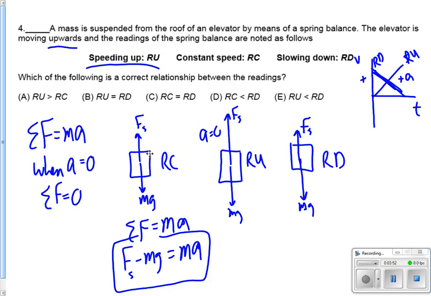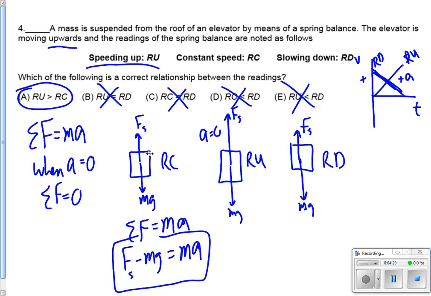So I'm not sure which answer that's going to come out to be. RU has to be greater than RC. Well, that's true. RU has to equal RD. Well, that doesn't make any sense. RC equals RD. No. RC is less than RD. No. And RU is less than RD. No, right? So we could have a lot of combinations of things that could be correct. I just wanted to check them.